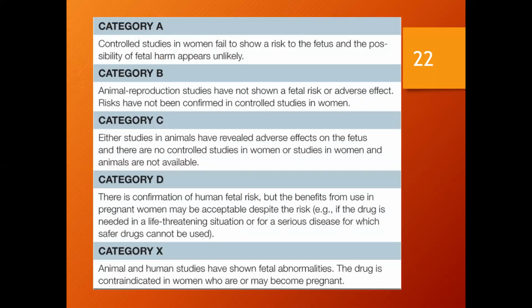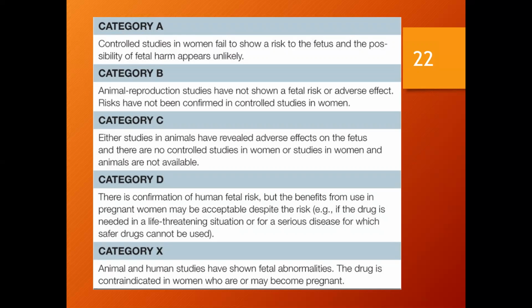Pregnancy categories. So obviously there are 5. That's on table 2.2. So make sure you know all these categories. So category A, controlled studies in women fail to show a risk to the fetus and the possibility of fetal harm appears unlikely. Okay, so category A is A-okay. Category B, animal reproduction studies have not shown a fetal risk or adverse effect, but risks have not been confirmed in controlled studies in women. Category C, either studies in animals have revealed adverse effects on the fetus and there are no controlled studies in women, or studies in women and animals are not available.